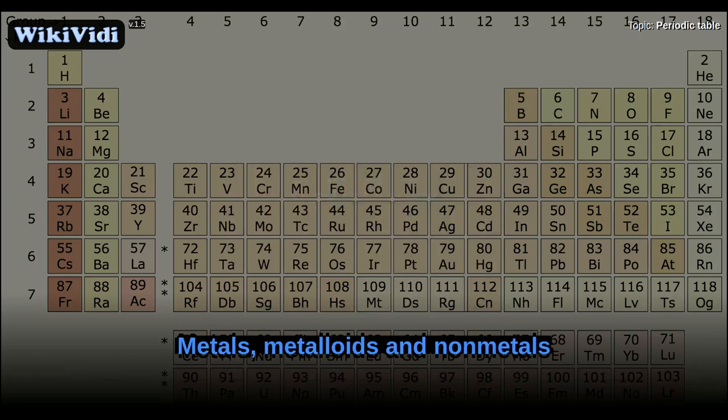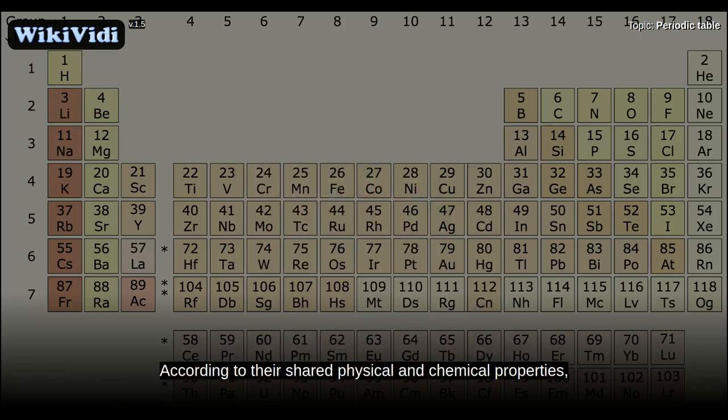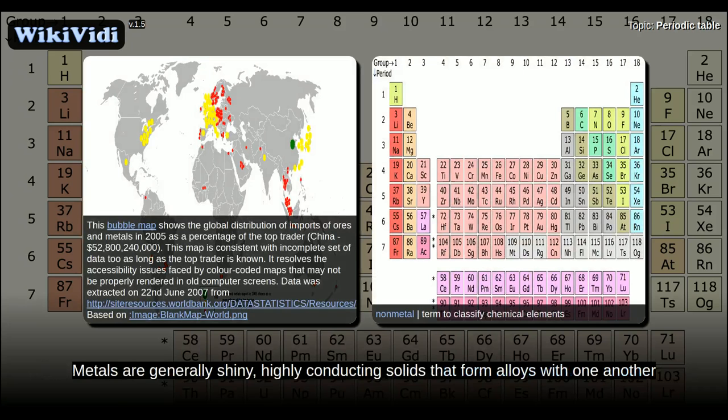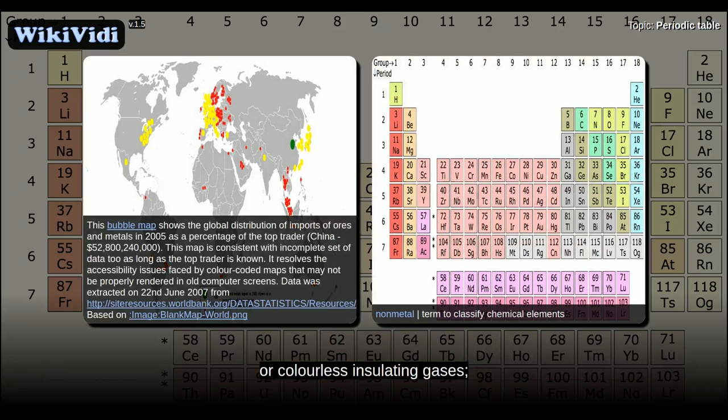Metals, metalloids and nonmetals. According to their shared physical and chemical properties, the elements can be classified into the major categories of metals, metalloids and nonmetals. Metals are generally shiny, highly conducting solids that form alloys with one another, and salt-like ionic compounds with nonmetals. The majority of nonmetals are colored or colorless insulating gases.